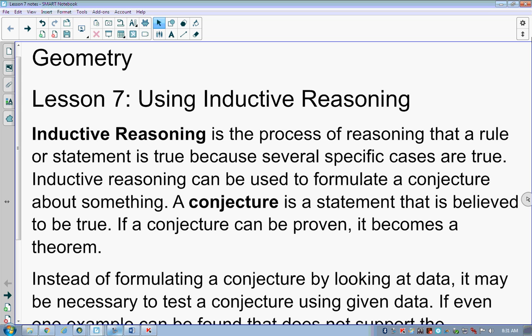Theory. Where do we deal in theories? Science. Okay, there are scientific theories based upon conjectures, things that are believed to be true. Okay? Now, if a conjecture can be proven, it becomes a theory, but a theory is still not a fact. If there's evidence to support it, it becomes a theory, but it's still not a fact.